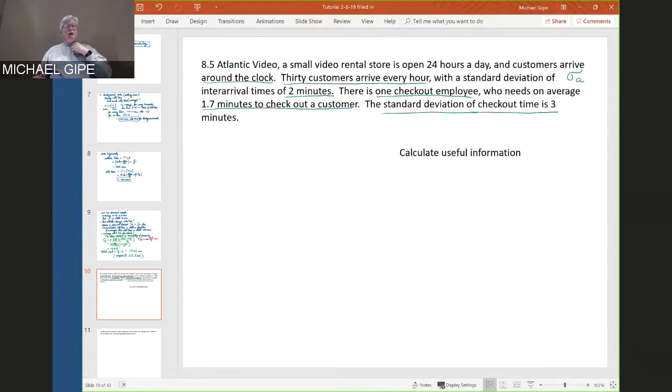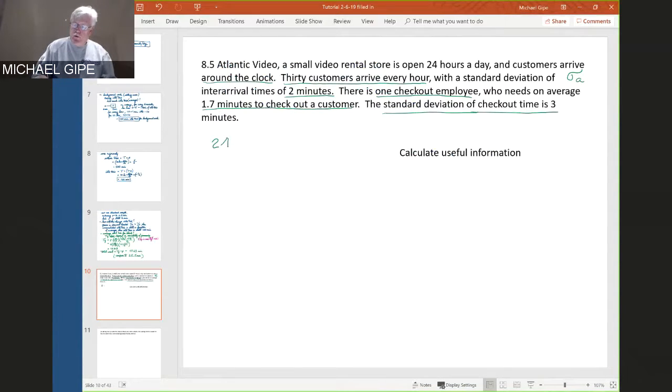So this looks a lot like the previous example. We've got essentially one resource sitting there doing some processing. Takes 1.7 minutes to process. It's variable, that time, standard deviation of 3 minutes. We've got people queuing up, standing in the checkout line, and so we have basically the same kind of operation.